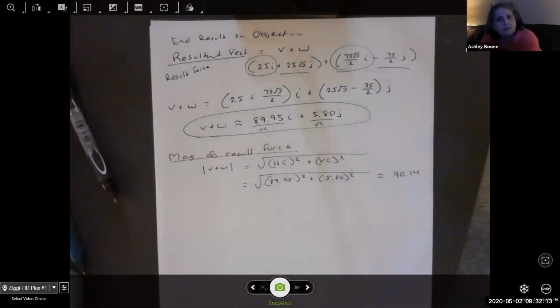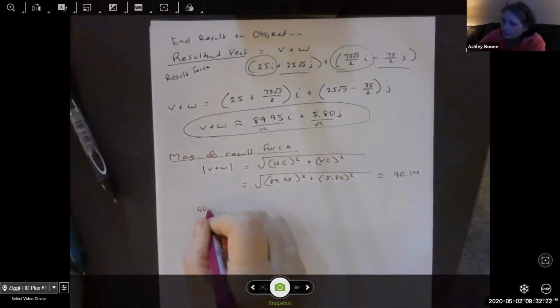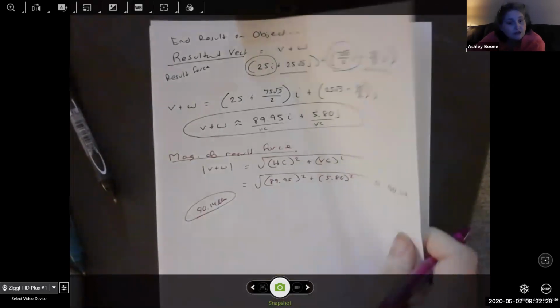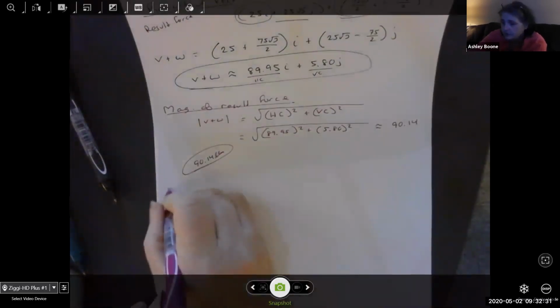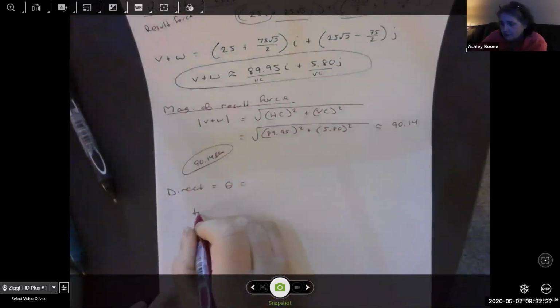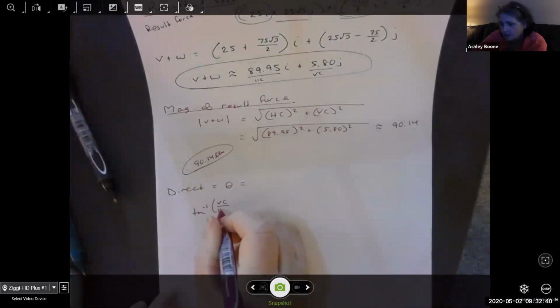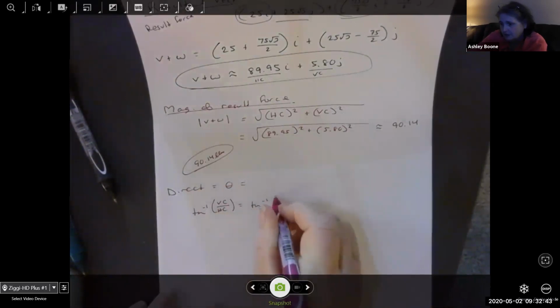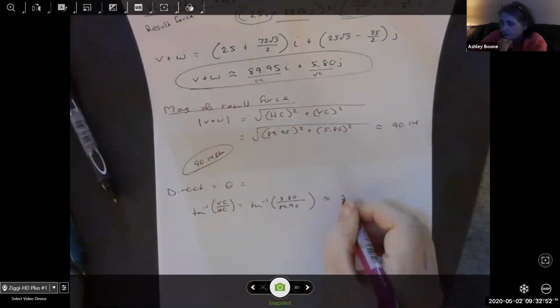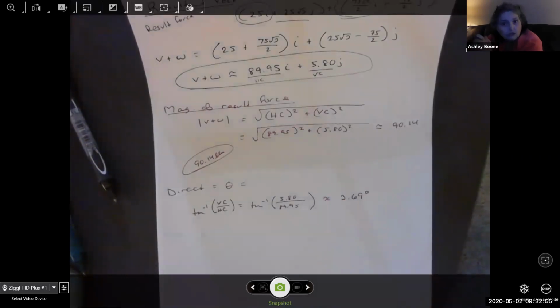The force was given in pounds. So the magnitude of the resultant force was 90.14 pounds. That was our magnitude. And if we want to know the direction, our theta, that's where we use inverse tangent. Inverse tangent of vertical component over horizontal component is going to be inverse tangent of 5.80 over 89.95. If you do that, you get approximately a positive 3.69. That's an angle, so it's degrees.